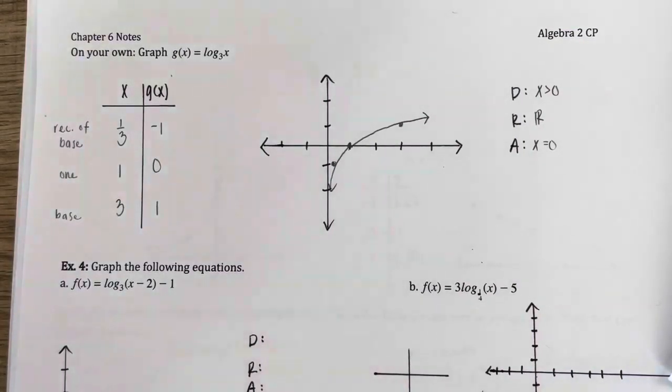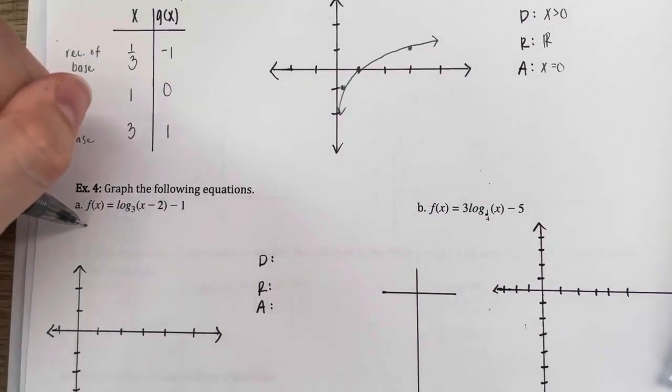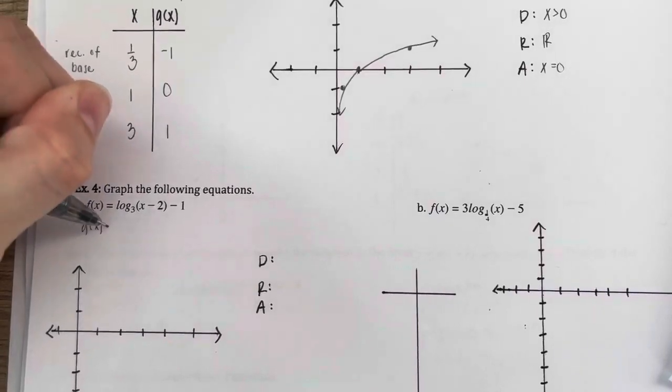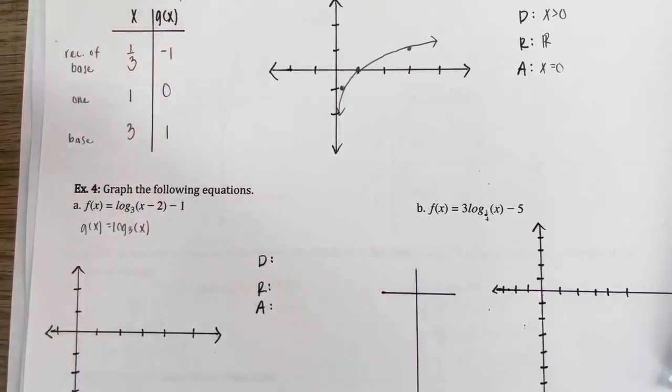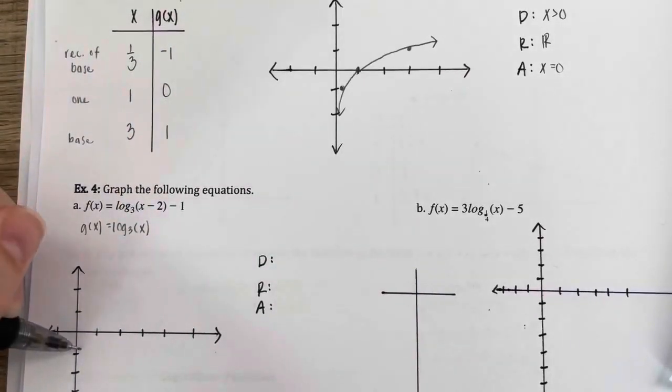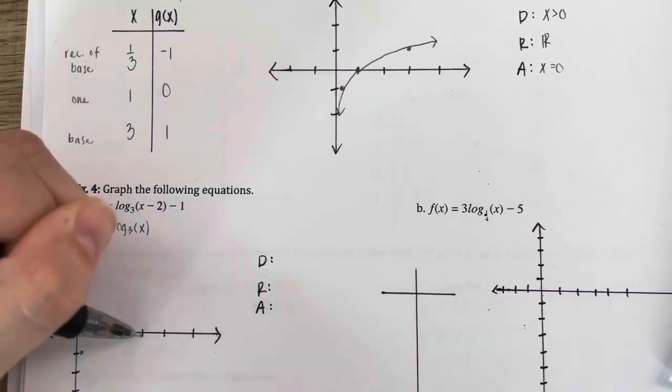Because we already have a table of those points, I'm just going to plot the points from this table down here, and then we'll do the transformations after. So my parent function would be g of x equals log base 3 of x, and that's what we're going to graph first. So that table is up here: (1/3, -1), (1, 0), and (3, 1).